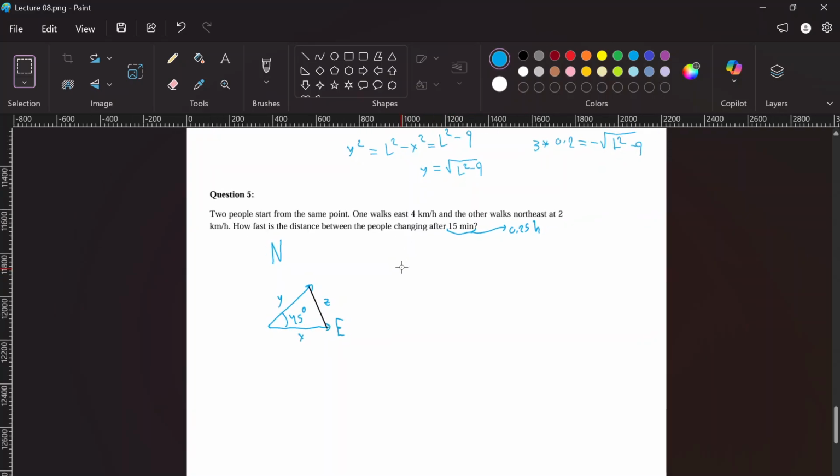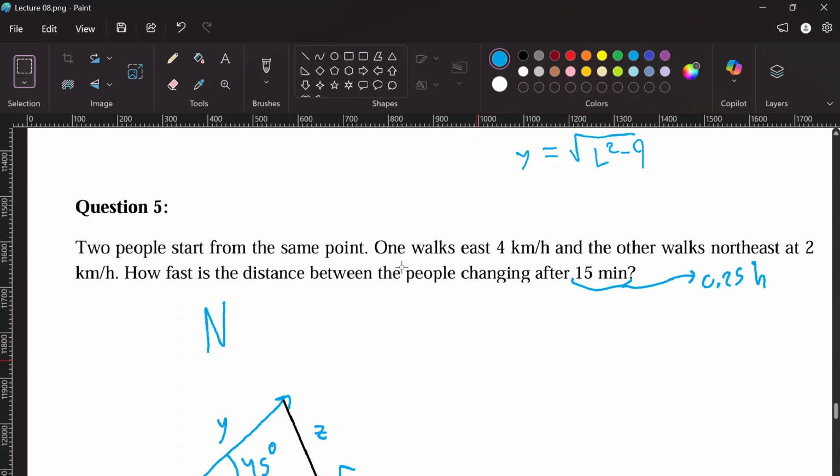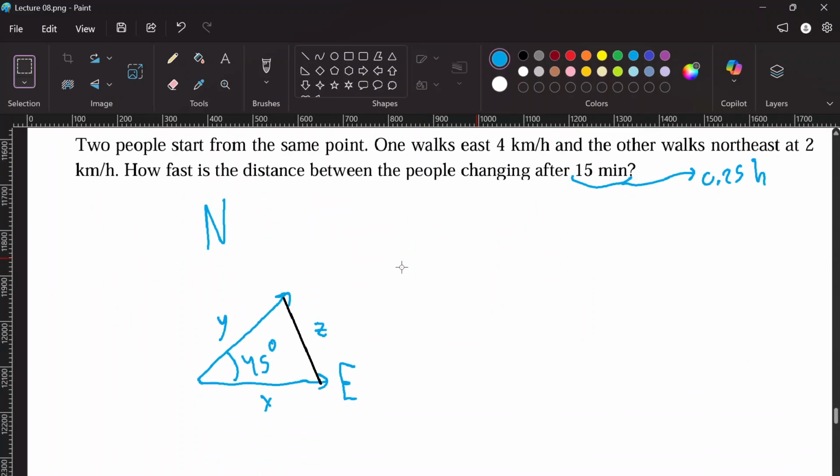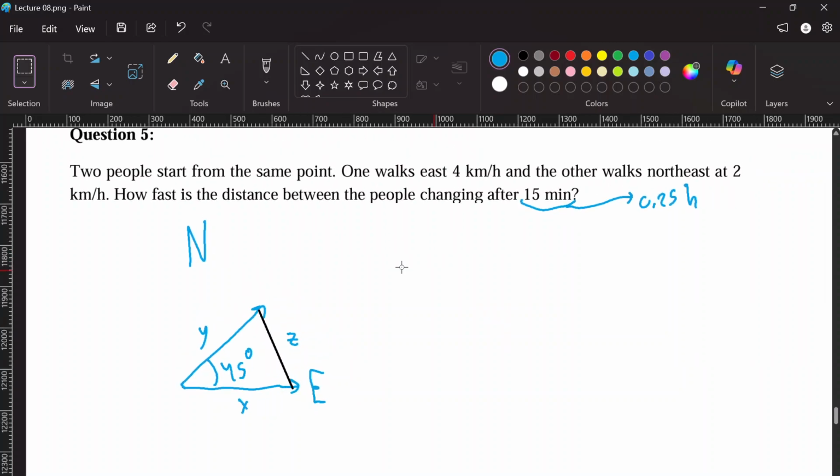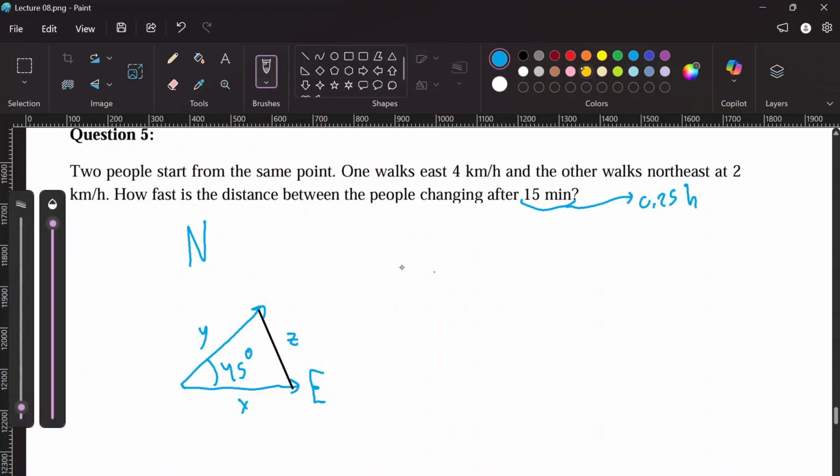Now question 5: you have two people who start from the same point. They started from here. Two people started from the same point. One walks east at 4 kilometers per hour.